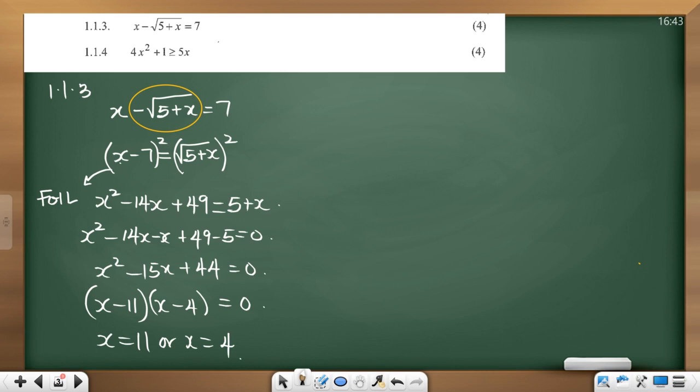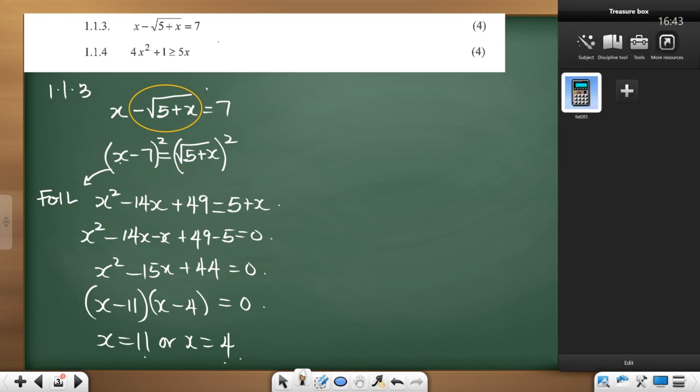However, people, please listen here. This is very crucial. When you do this particular question, you need to test your answer. What do I mean by testing your answer? You take your answers to the original question, not the one you squared. If you put it in the one you squared, your answer would be correct. Both solutions would be valid. But you take it back to the original.